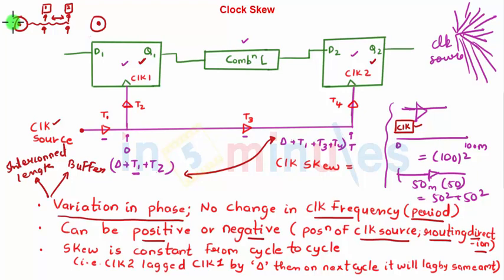And very important, clock skew is constant from cycle to cycle. Remember, clock jitter was a temporary variation of the clock period. Sometimes the clock period could be less than T, sometimes greater than T, and so on, and keeps on varying for each cycle. Whereas clock skew, because it does not alter the frequency or period, is constant from cycle to cycle. In simple words, if clock 2 has lagged clock 1 by delta in the first clock cycle, then in all the next cycles it will lag by the same amount.